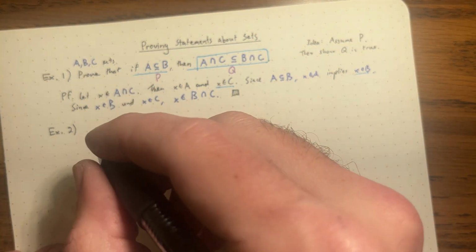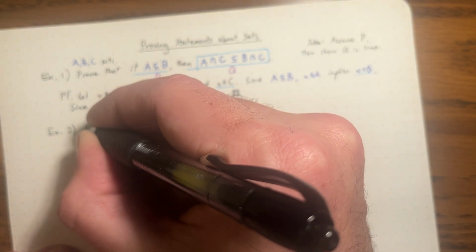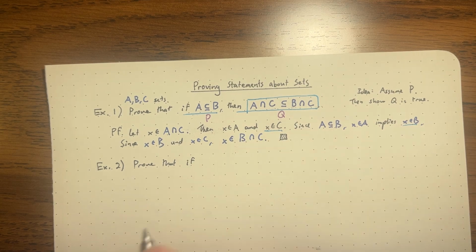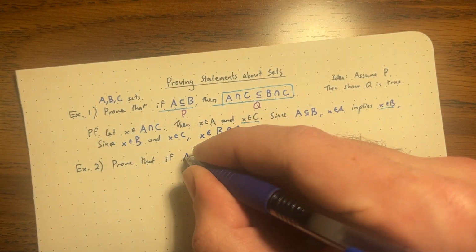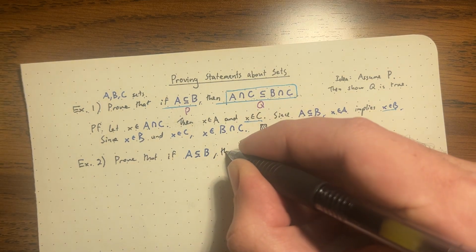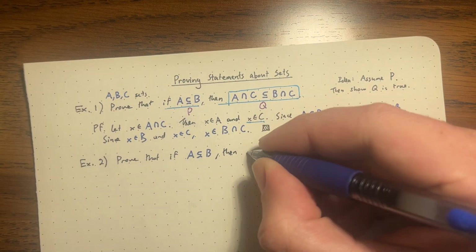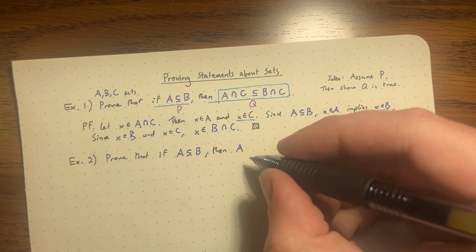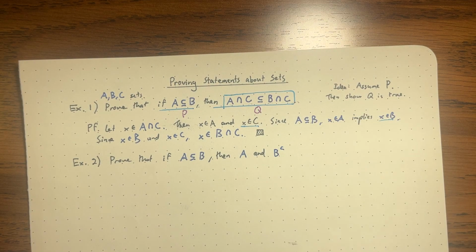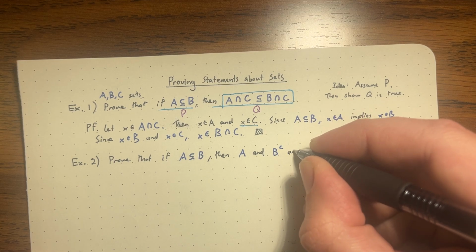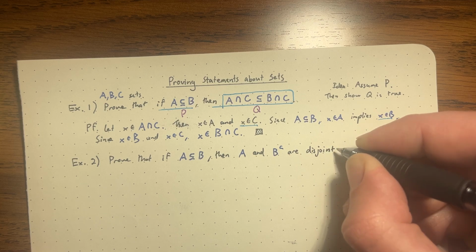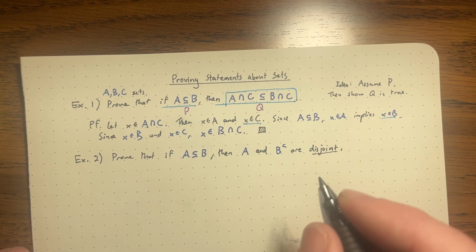Okay. What about this? So let's prove that, we'll do another conditional, if A is a subset of B, then, so I want to prove A and B complement, all the things outside of B. I'm actually going to use a term here I haven't used yet, but I'll say what it means. A and B complement are disjoint.